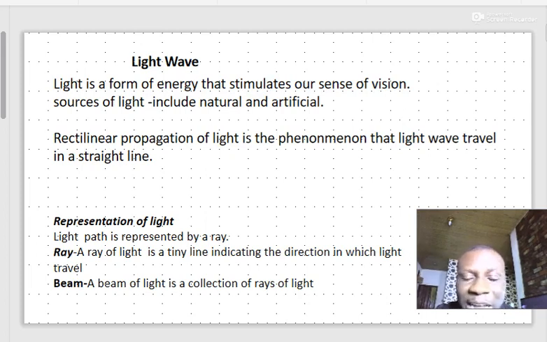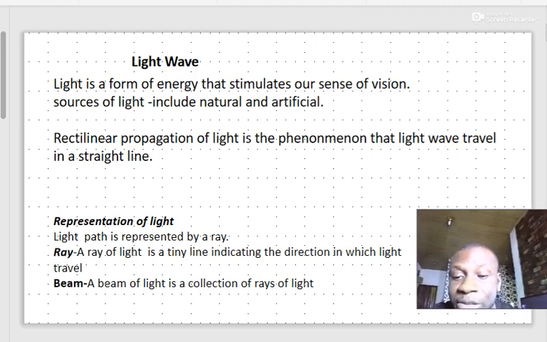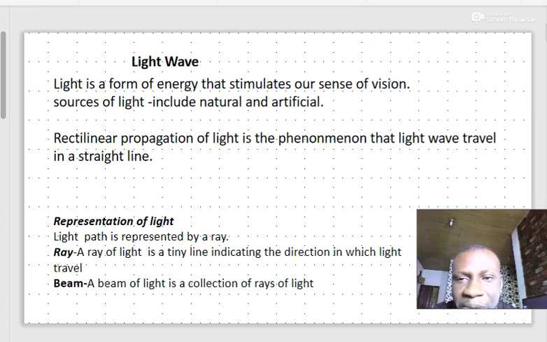Natural sources of light, they are those sources that produce their own light. Okay, artificial sources also produce their own light. Yes, natural sources could be luminous, self-luminous, and non-self-luminous, meaning that some of them produce their own light and some of them do not produce their own light actually. They depend on other sources.